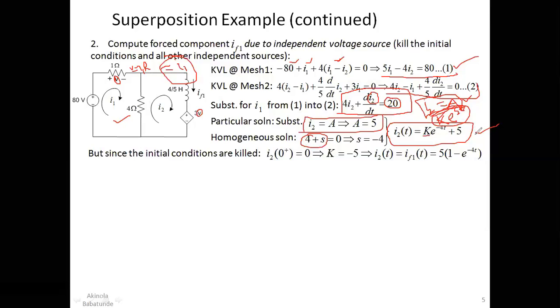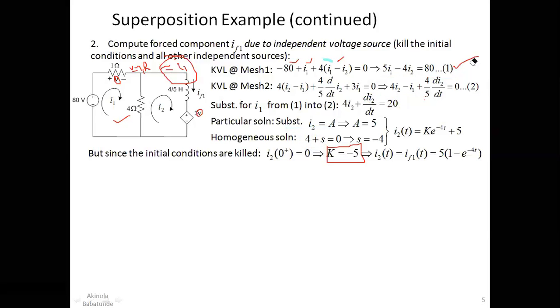So if you equate everything here to 0, that means this is going to be 0, right? So equate everything to 0. What you will find is that this is going to become 0. So you have k exponential 0, k plus 5 equal to 0. So your k automatically will be equal to minus 5. So once you get your k to be equal to minus 5, you can easily put that here. So you then have I2 of t will be minus 5 exponential minus 4t plus 5. You can easily rearrange that and it becomes 5 times 1 minus exponential minus 4t.